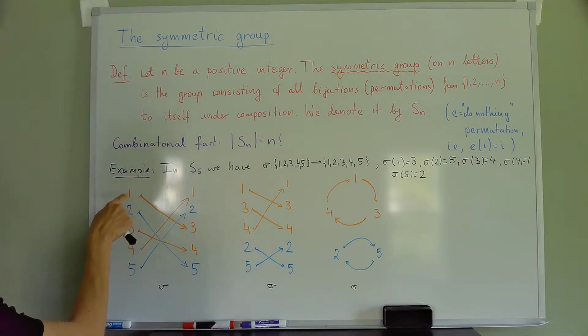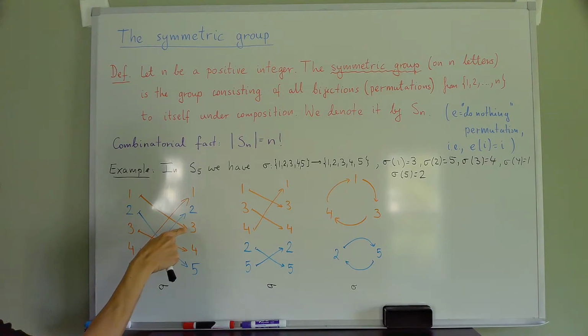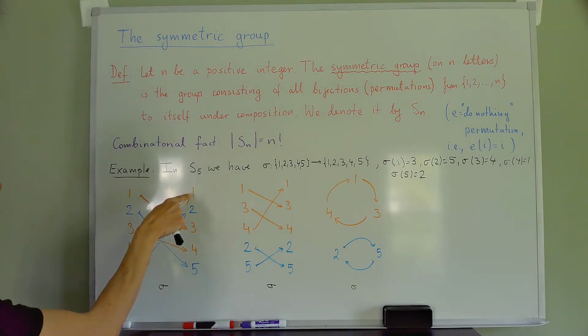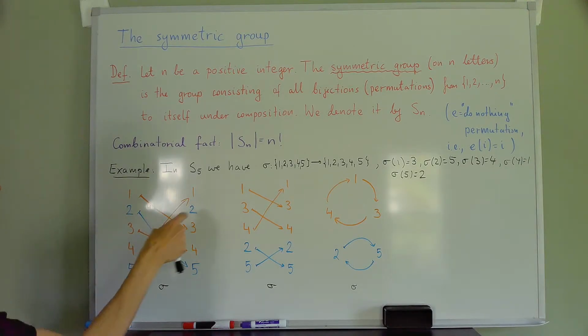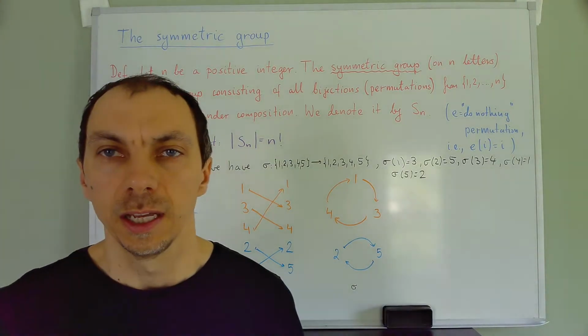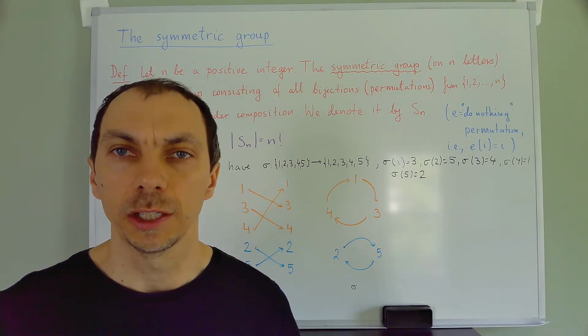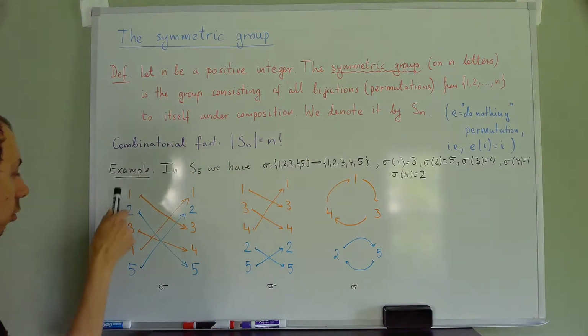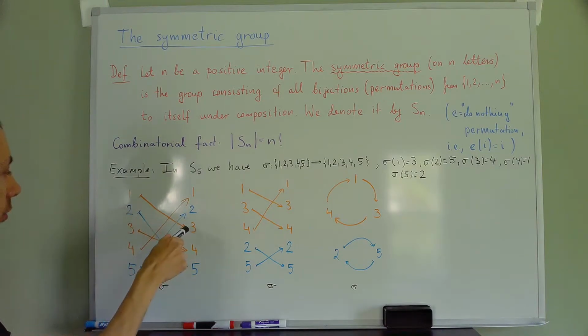So if you see what happens to 1, 1 is mapped to 3. And then I see what's happening to 3. Well, 3 is mapped to 4. And then I see what's happening to 4, and 4 is mapped back to 1. So this permutation, when you start with 1, and you apply it over and over again, can never get you to 2, and can never get you to 5. It sort of only cycles between 1, 3, and 4. So 1 goes to 3, 3 goes to 4, 4 goes to 1.